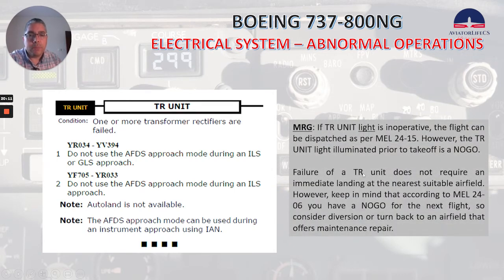Now, if we read this note about the TRs, it says if the TR unit light is inoperative, the flight can be dispatched as per MEL 2415. However, the TR unit light illuminated prior to takeoff is a no-go. Failure of a TR unit does not require an immediate landing at the nearest suitable airfield. However, we need to keep in mind that according to the MEL, 2406, we have a no-go for the next flight. So we have to consider diversion or turn back to an airfield that offers maintenance repair.